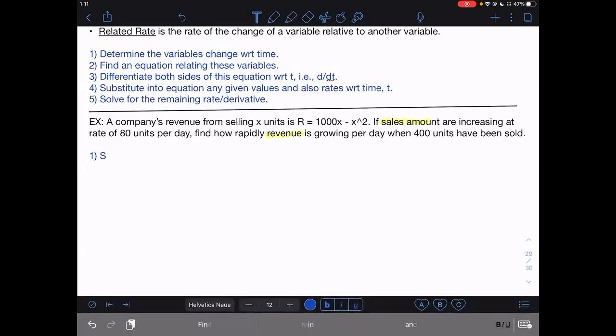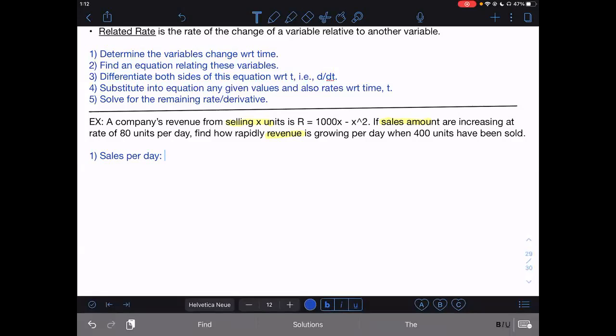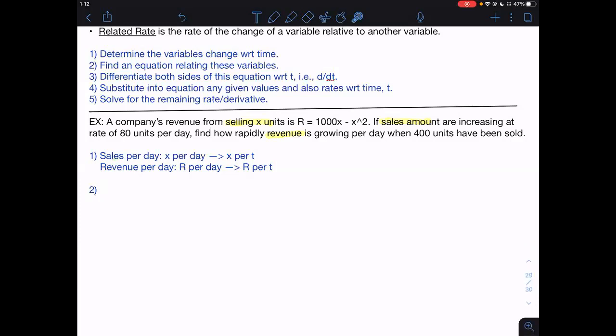Okay, so sales per day, which is known as X, the number of units that we sell is being represented by X here. So sales per day, X per day, or in other words, dX/dt. And then we want to see how the revenue is going to be changing per day. So revenue is our other variable of interest. I'll say capital R per day, in other words, dR/dt, where t is representing day. Okay, so that's the first step. Identify your two variables that are changing with respect to our variable of time.